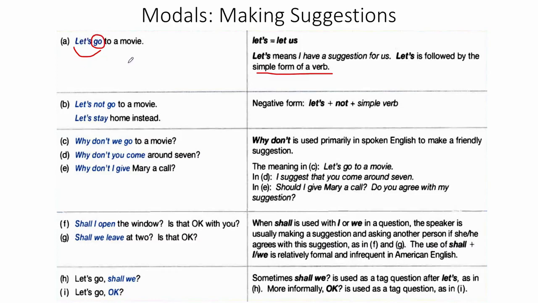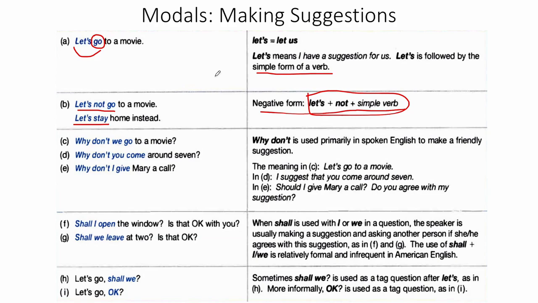What does it mean, simple form of the verb? It means the infinitive without to, as simple as that. Like any other modal that we have seen before. Negative form, we say let's not go to a movie. Okay, let's stay home instead. So this is a negative form. How do you do the negative form? It means let's not. Okay, let's not. Let me make this very clear. It's let's not plus the simple form of the verb. Let's not go. Let's not do something, whatever.